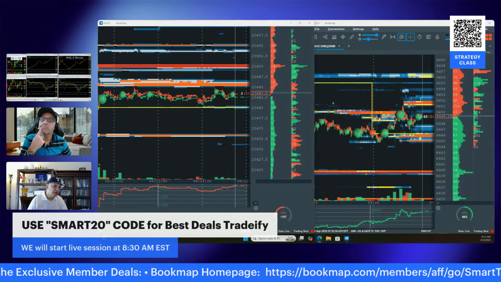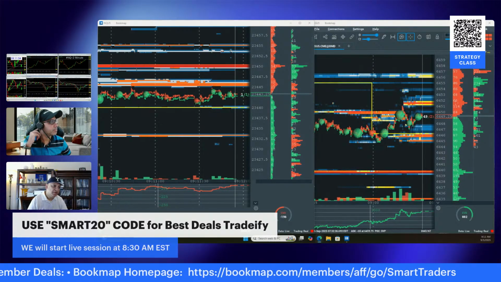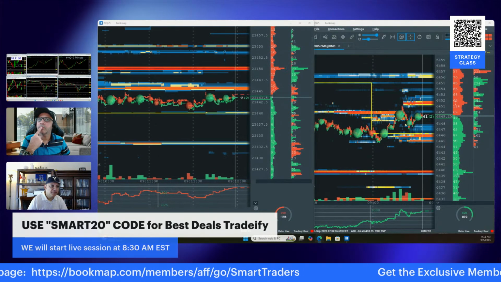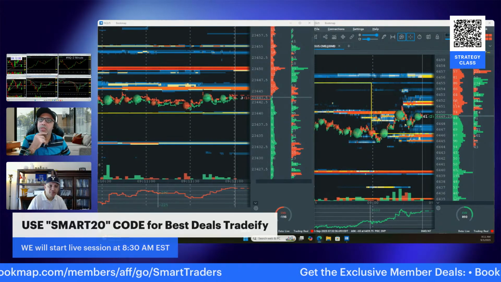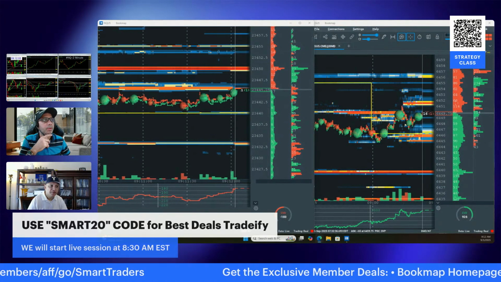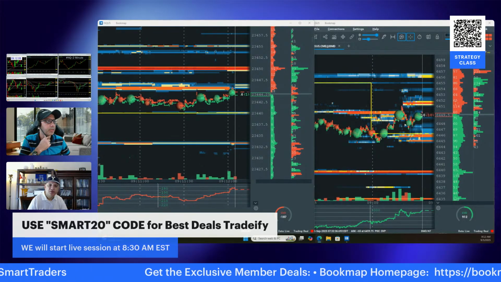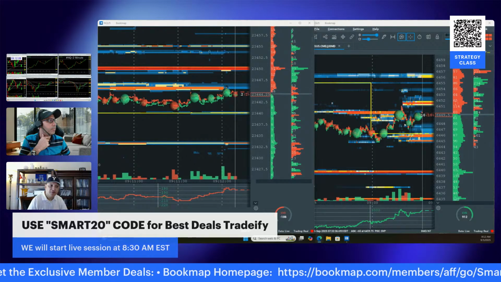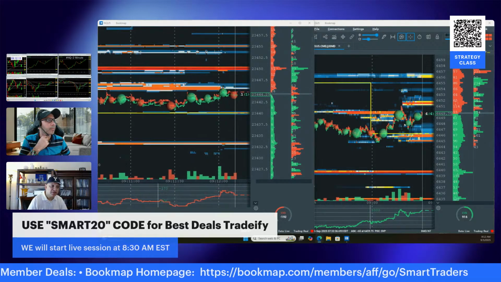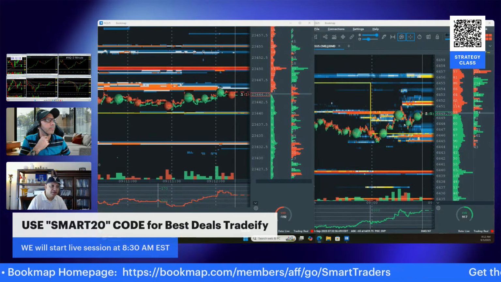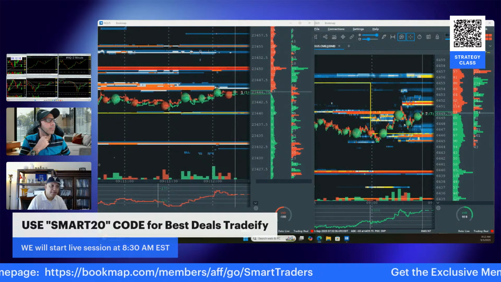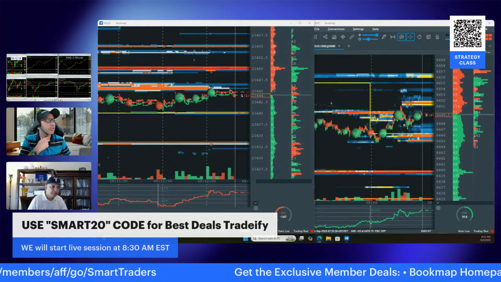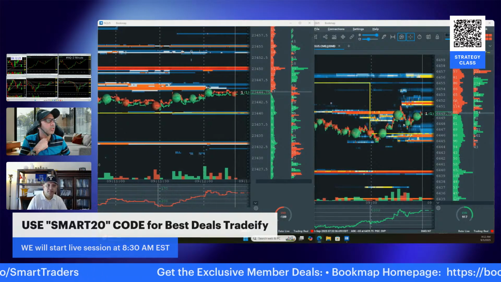Even ES is going up now. ES is really nicely holding the VWAP, right? It's not showing weakness either. But let's see what the market does when it opens.